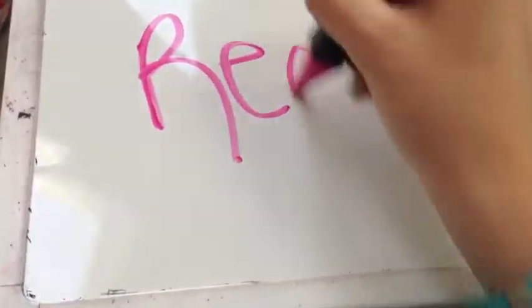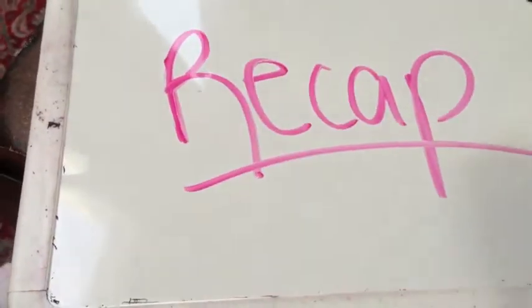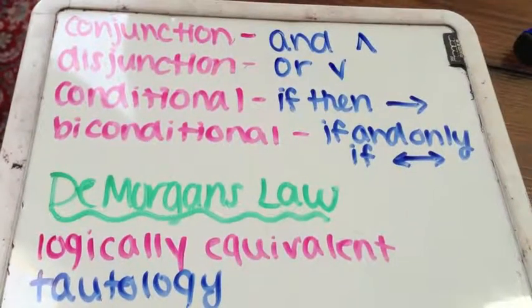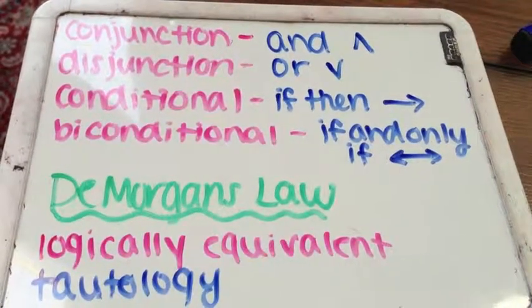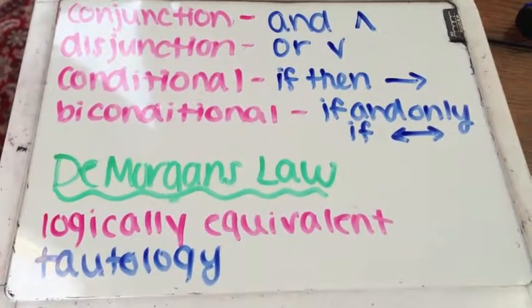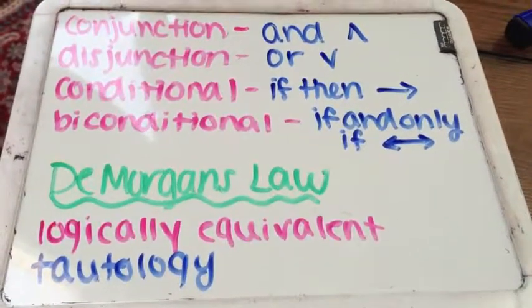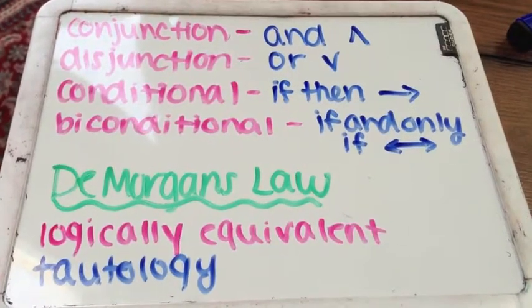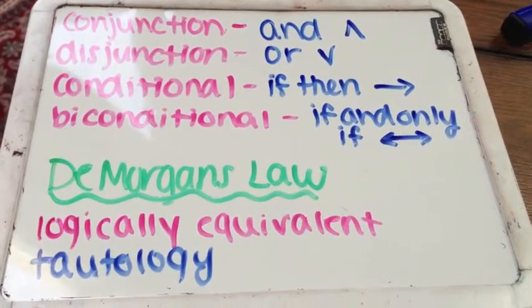Now for a quick recap. A conjunction means and, and the symbol is a caret. A disjunction is or, and that's an upside down caret. Conditional means if then, and it's an arrow to the right. Biconditional is if and only if, and it's a double arrow.